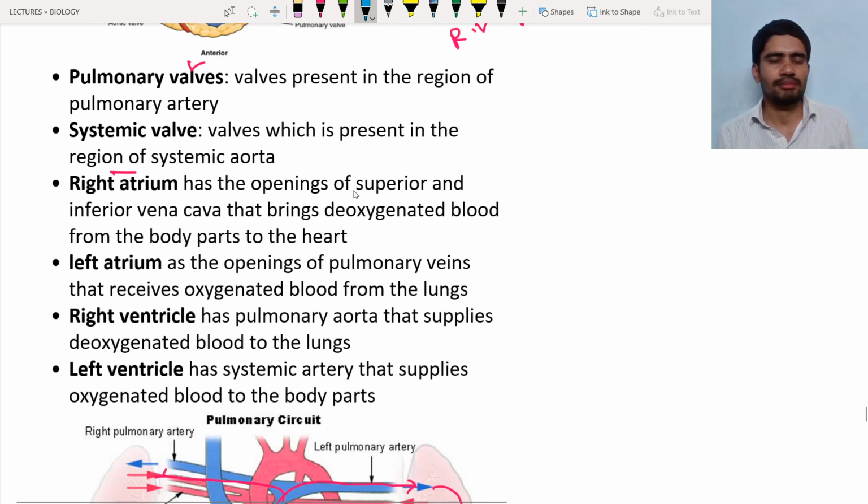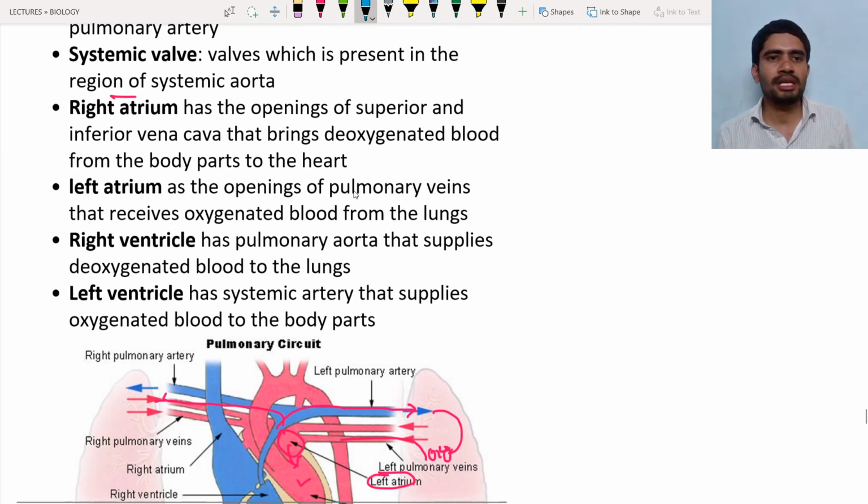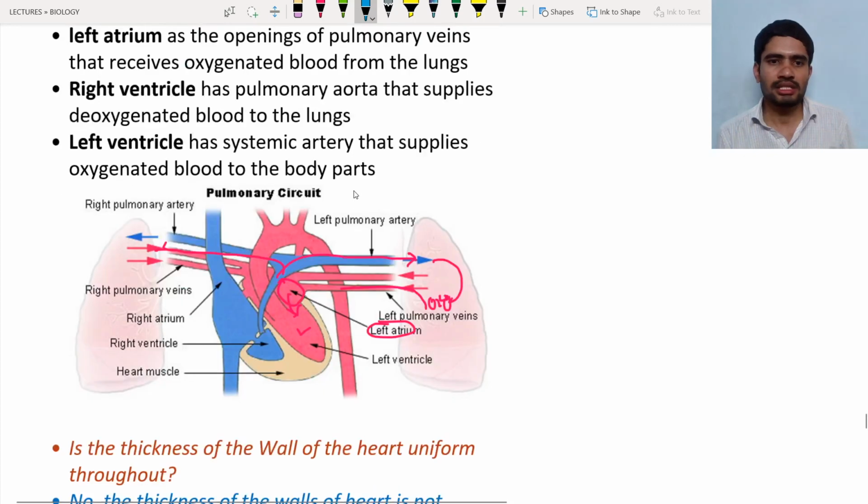Next is the right atrium. It has the openings of the superior and inferior vena cava that bring deoxygenated blood from the body parts. Okay. So here you can see this is the chamber.